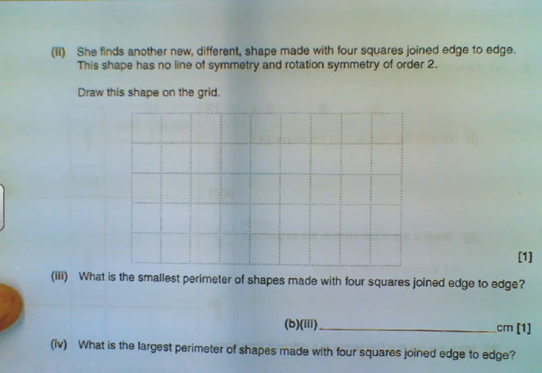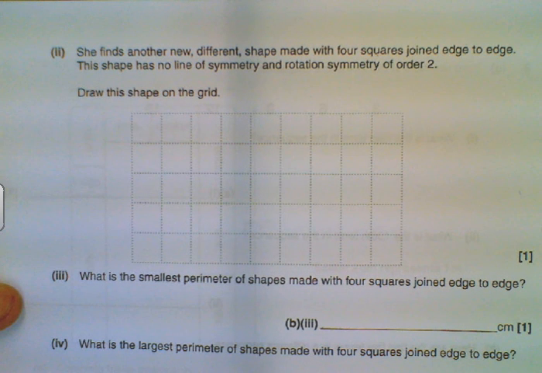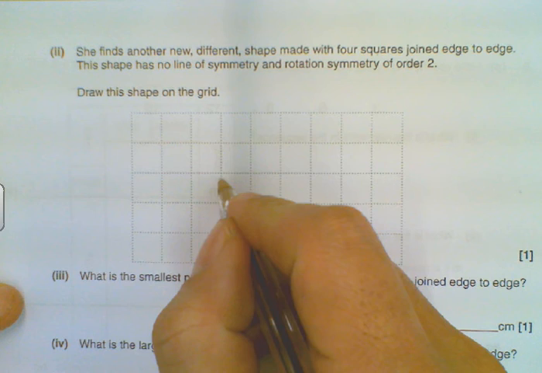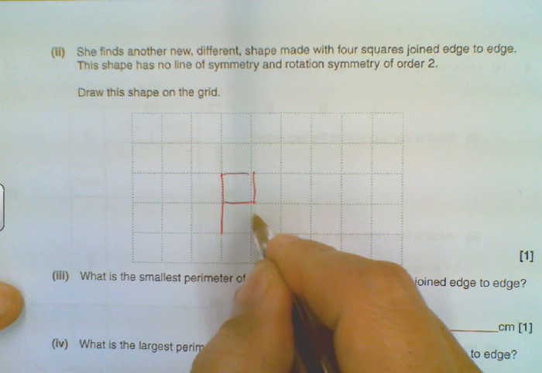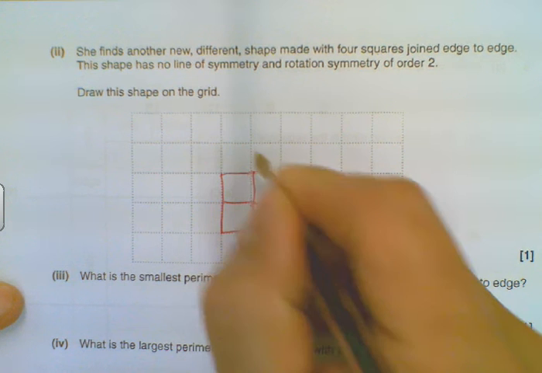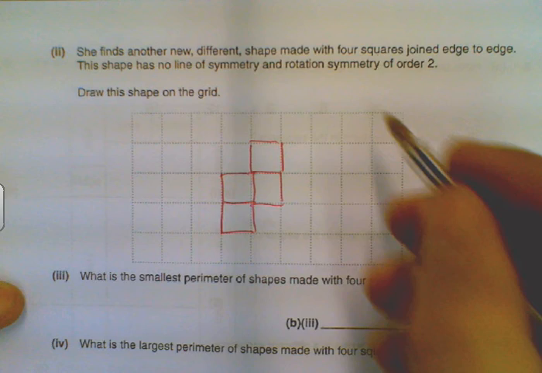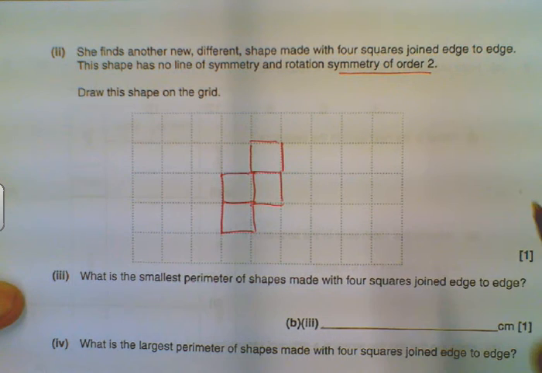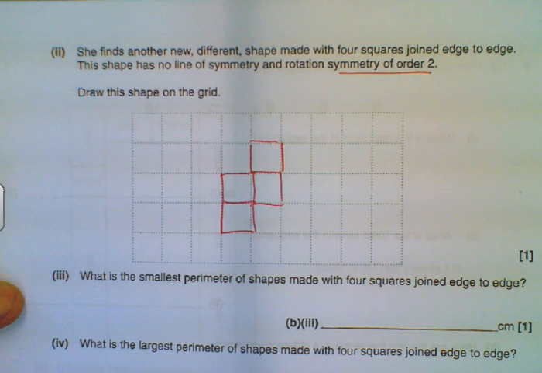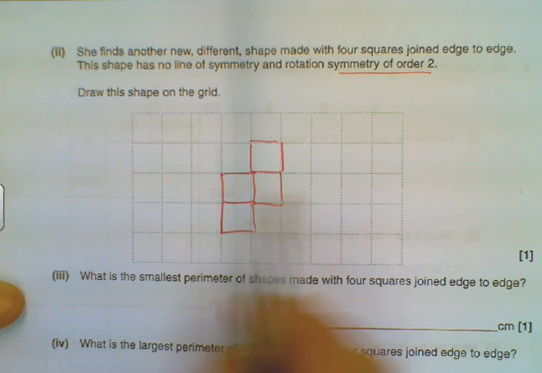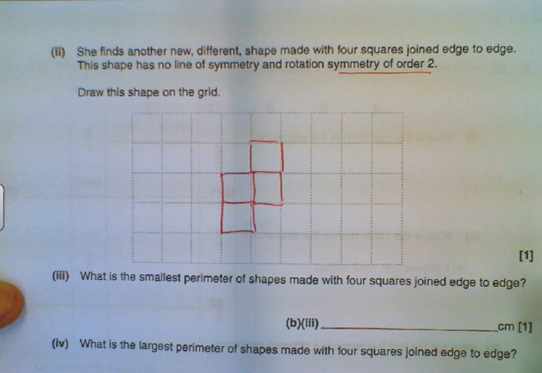She finds another new different shape made from 4 squares joined edge to edge. This shape has no line of symmetry and rotational symmetry of order 2. So if I put this shape here, that will have rotational symmetry of order 2, meaning it will look the same in 2 positions. So you can imagine me rotating that 180 degrees, it will still look the same. And does it have any symmetry? It doesn't. So that's the answer to part 2.